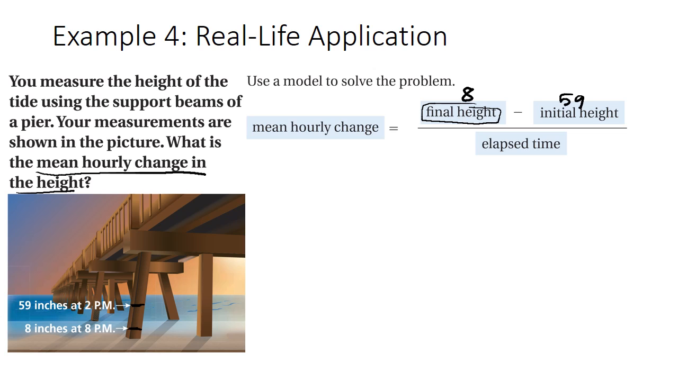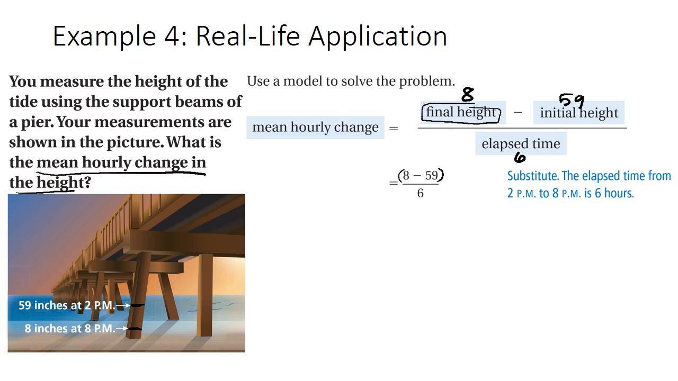To 8 p.m., that means 6 hours have gone by, so our elapsed time will be 6 hours. So as we look at this, we can plug this into our situation here. We have 8 minus 59 divided by 6. So when we do this, we can say, oh yeah, this whole quantity is divided by 6, so we can do that first.